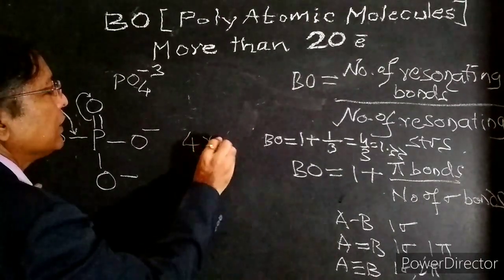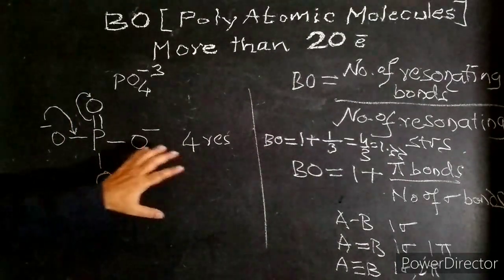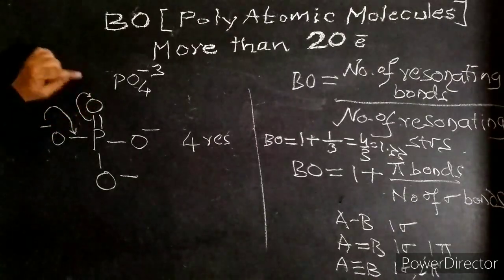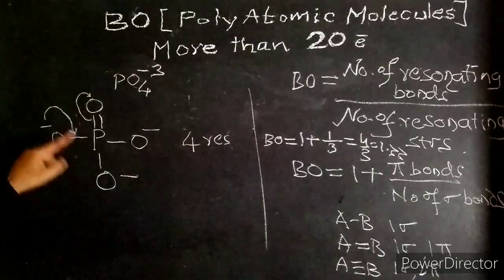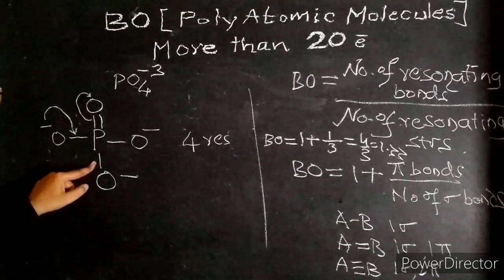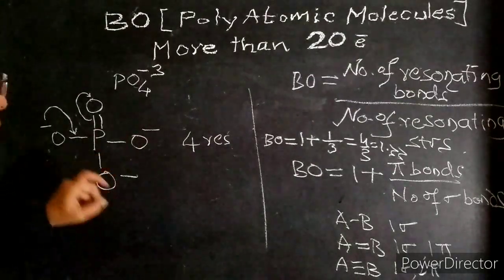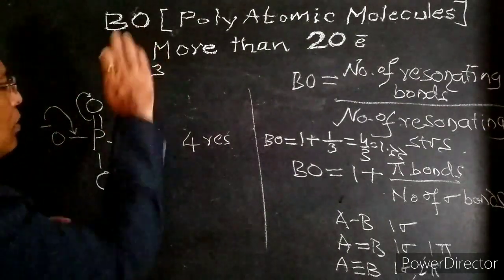I do not draw all those 4 resonating structures, but you can easily understand that the double bond is present with this oxygen. Next time the double bond will come to this oxygen. Next time the double bond will come to this oxygen. Finally the double bond goes to this oxygen. Therefore, there are 4 resonating structures possible for PO4 minus 3.